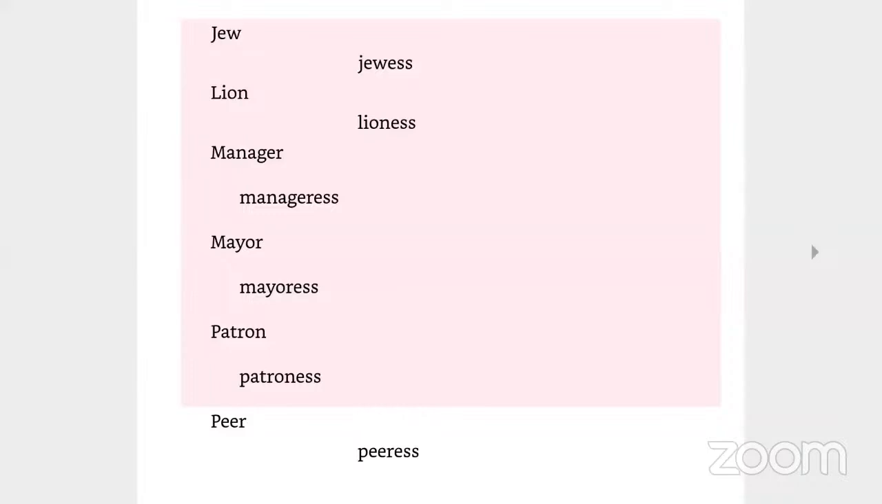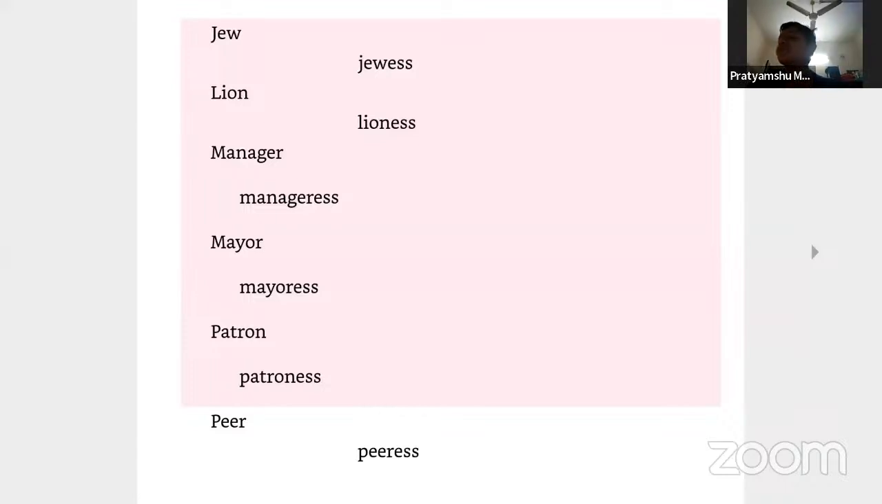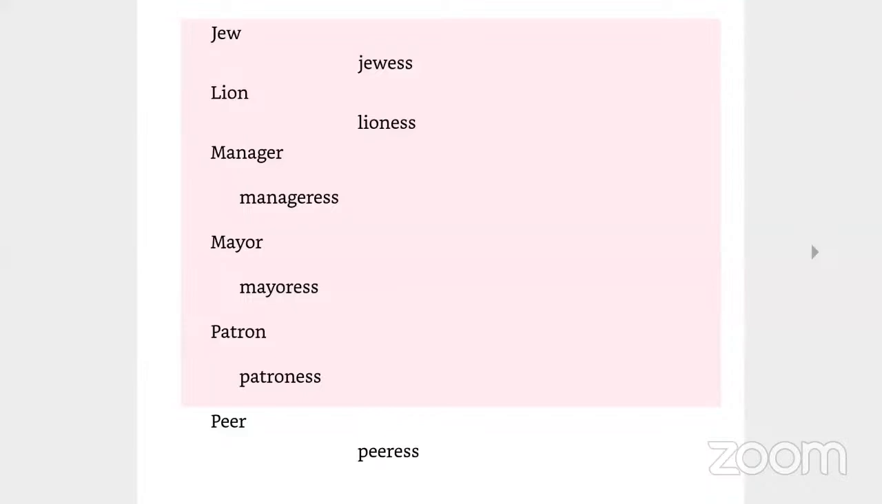Jew, Jewess. Lion, lioness. Manager, manageress. Mayor. Who can say who's a mayor? Sir, the head of the municipality. Correct, a head person. Sir, was this term brought by the British? Yes, correct. Patron, patroness. We are learning their language, so many words were brought by the British.